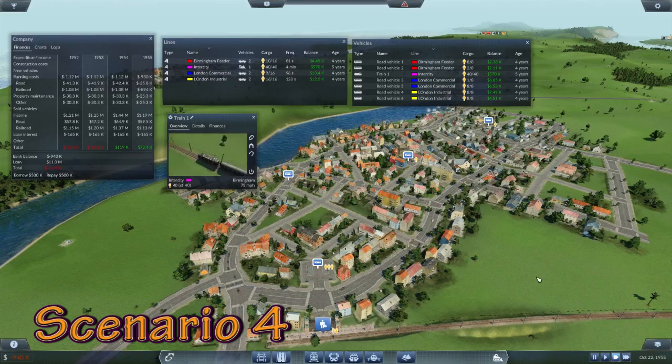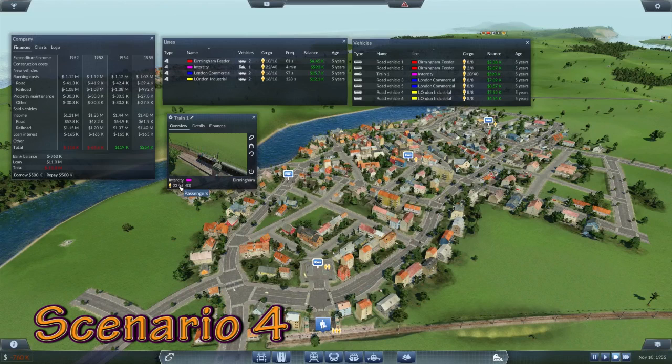25k already in profit in October 55. The train is doing quite well as well. I was a little worried in 54 it might not make as much profit. It's not really part of the scenario, but the amount of people it can transport back and forth is all part of the equation, because in Transport Fever everything links up.